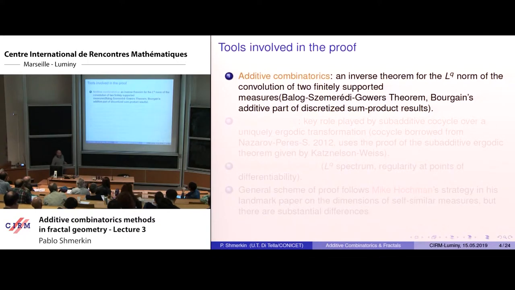Okay, unfortunately the proof is quite long, so I won't be able to say much, but let me just mention some keywords. The proof uses additive combinatorics, as I've just said, and in the rest of the talk I will describe some of the tools that come into this part.